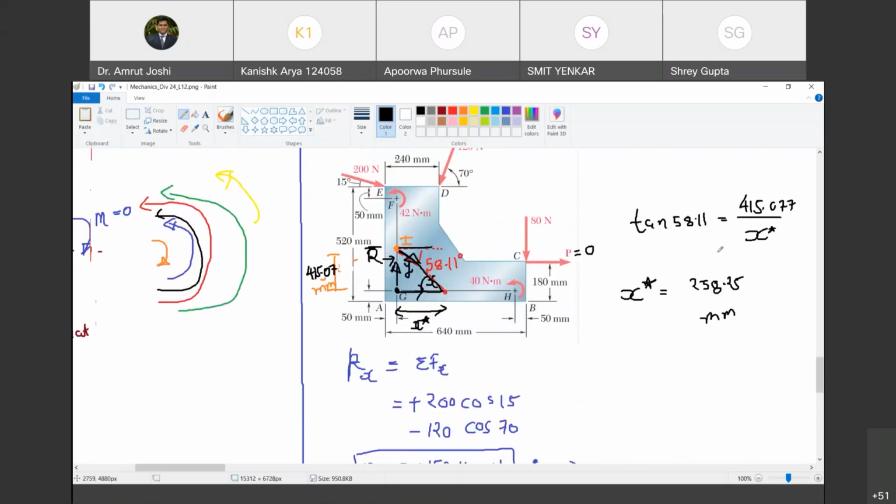So let us once again do the calculation for X star. X star is 415.077 divided by tan of 58.11, that is 258, correct.